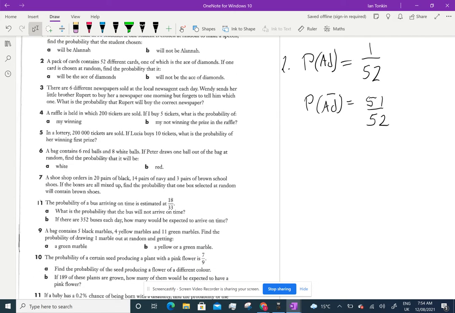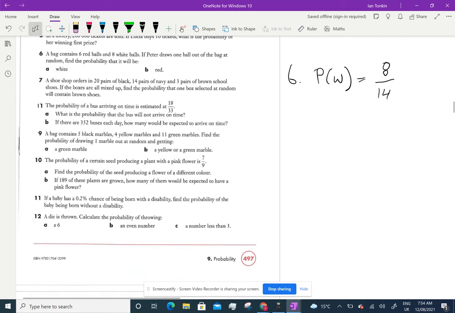And so on. I'm not going to do 4, 6, a bag of balls with only red and white balls. What's the probability of getting a white ball? Well, probability of a white ball. Well, how many white balls are there? 8. How many balls are there? 8 plus 6, 14. And you'd simplify that, but so on. I'm not going to do red.